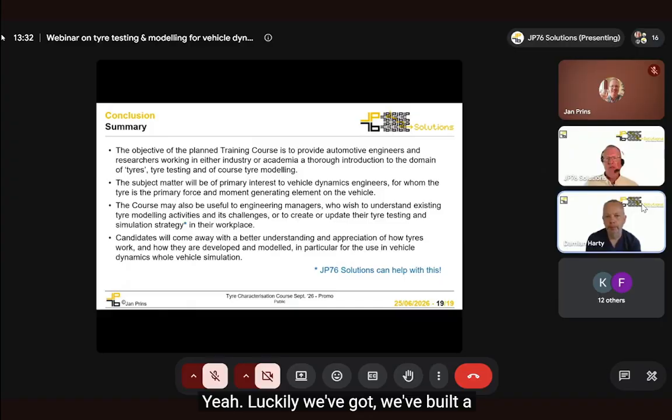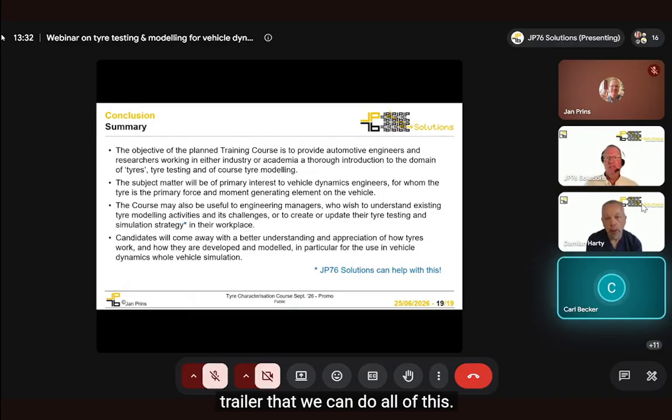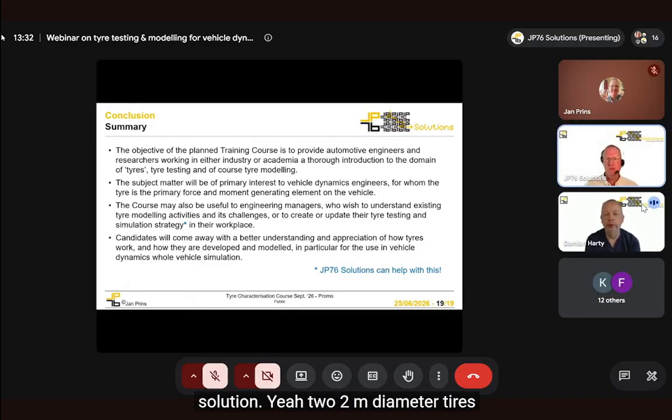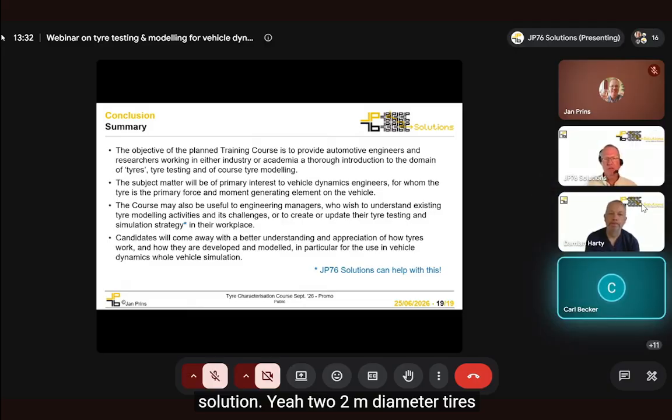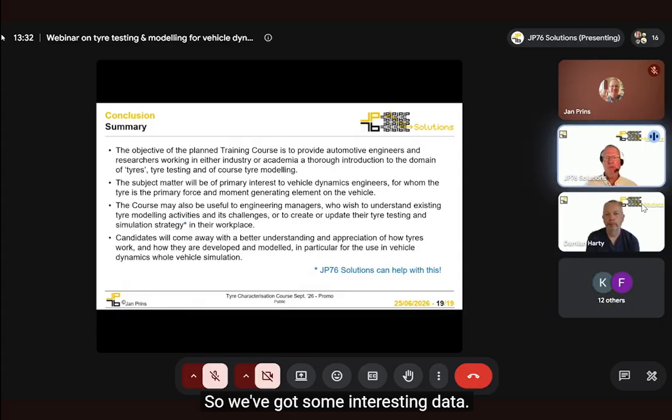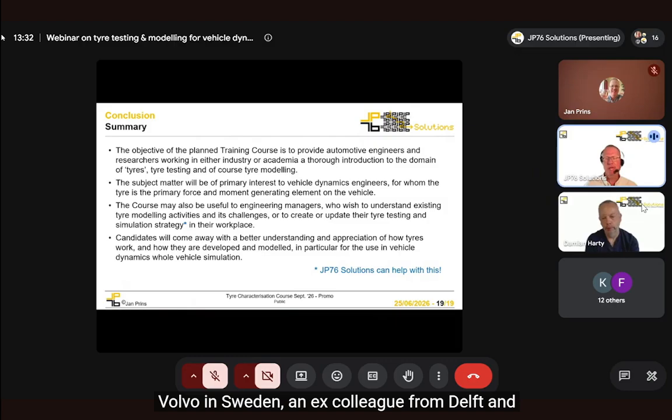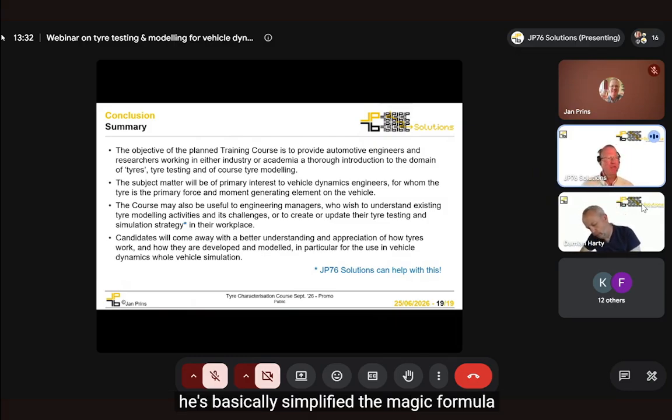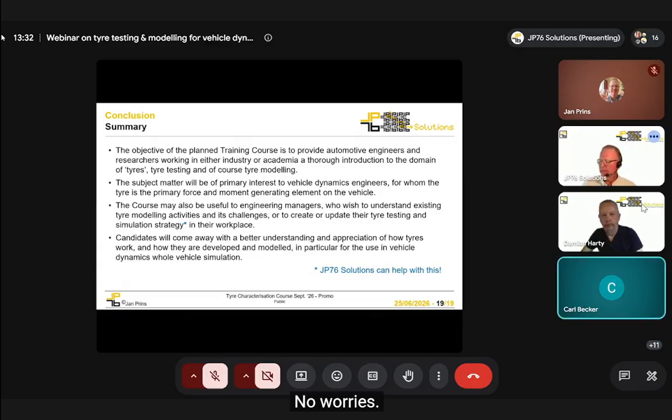Luckily we've built a trailer that we can do all of this. Oh, nice. The trailer's an even better solution. Yeah, up to 2 meter diameter tyres easily. So we've got some interesting data. I have also had some correspondence just this week with a chap at Volvo in Sweden, an ex-Delft colleague, and he's basically simplified the Magic Formula model a little bit to make it easier to get the parameters for big agricultural tyres as well. So it might be worth tying up with him. I can put you in touch with him. Yeah, that'll be awesome. No worries.